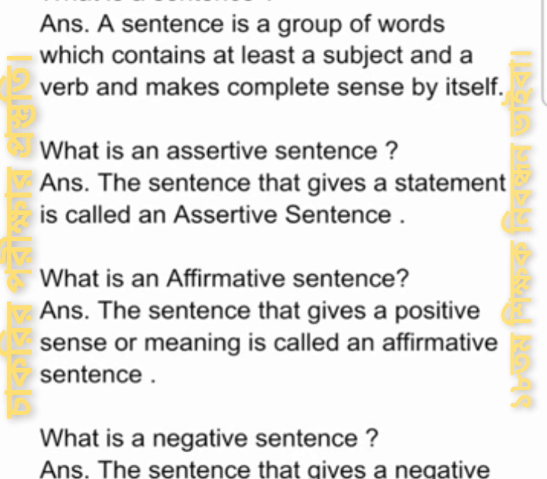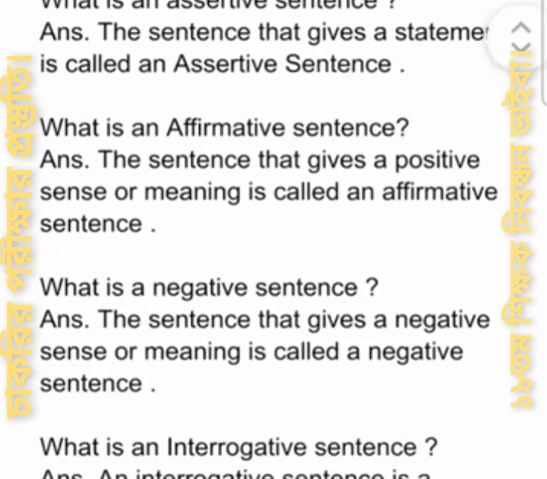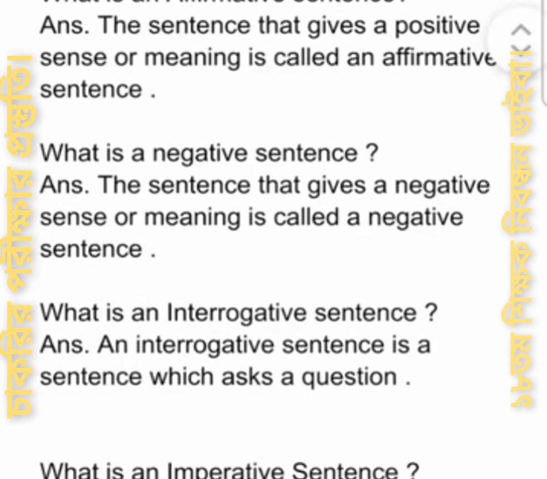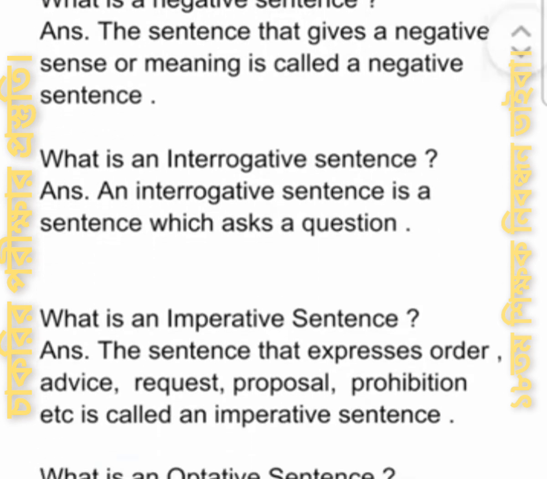What is an assertive sentence? The sentence that gives a statement is called an assertive sentence. What is an affirmative sentence? The sentence that gives a positive sense or meaning is called affirmative sentence. What is a negative sentence? The sentence that gives a negative sense or meaning is called a negative sentence.